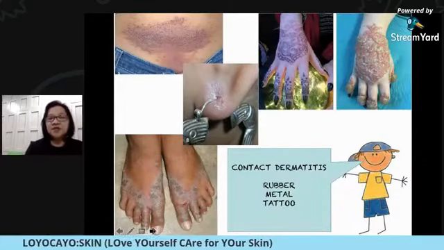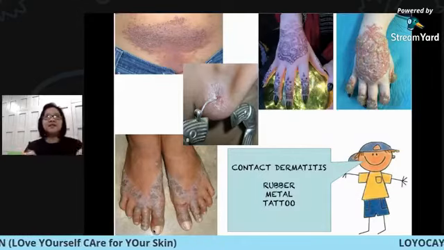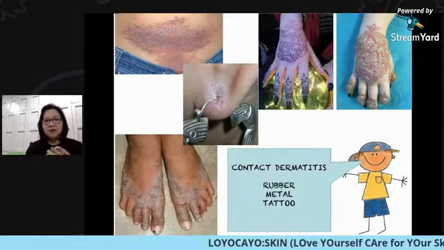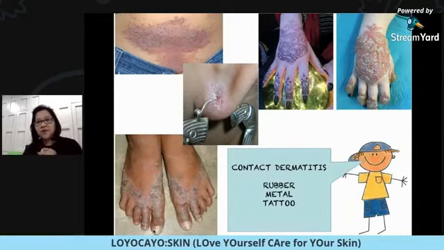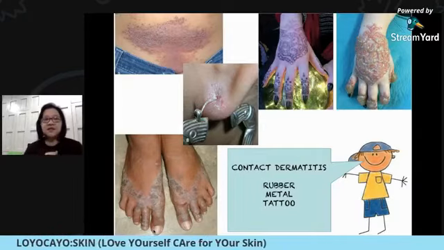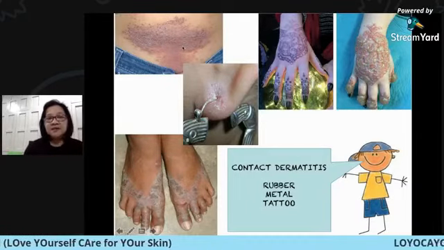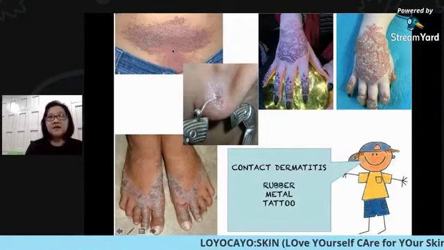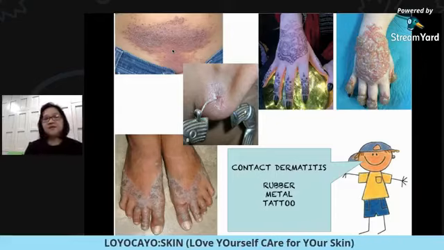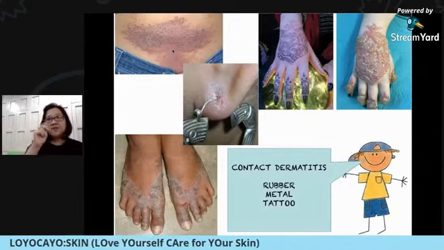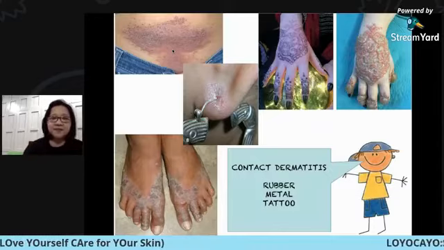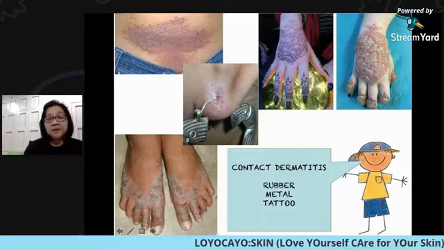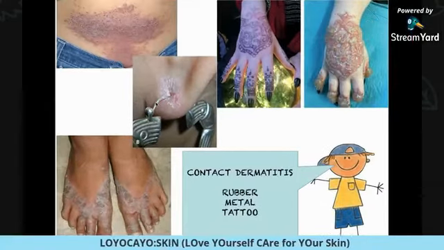How about contact dermatitis? Contact dermatitis is your skin becomes reactive to either a chemical or rubber or metal or the tattoo. These are the common ones. In your abdomen, you can have rashes, and this can be metal from the buckle of the belt, or the metal of the pants, the button of the pants. And then on the ears, it can be from metals of the earrings.